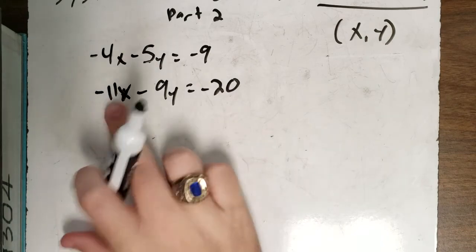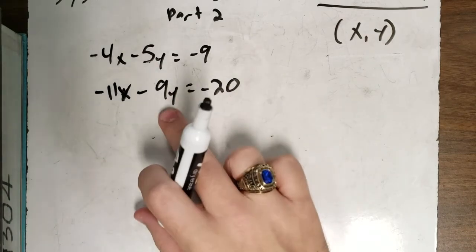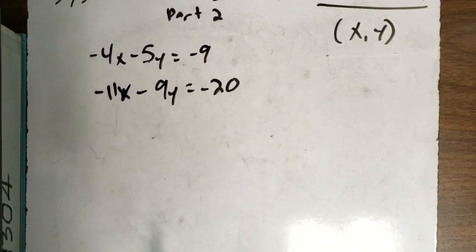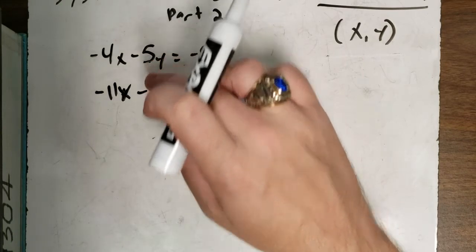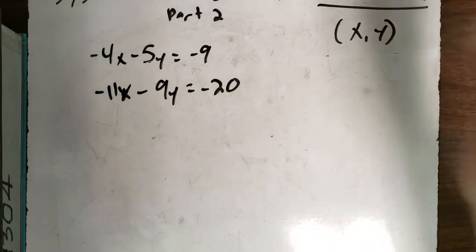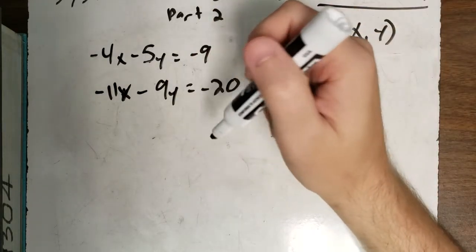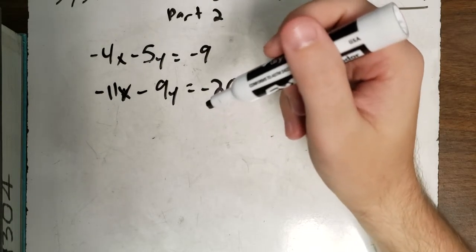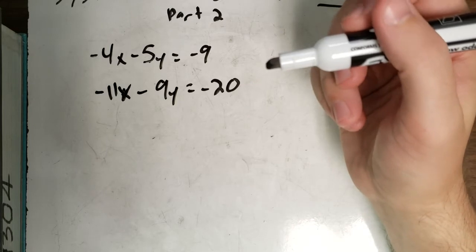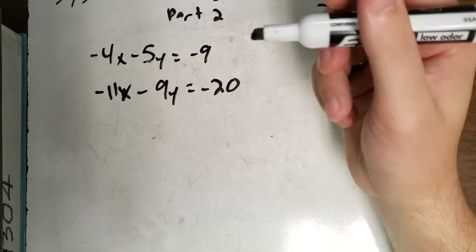Let's go ahead and cancel out. Well, you know what? Let's cancel out our y's, okay? So we have a negative 5y and a negative 9y. Well, what can we do to cancel it out? So the first thing you have to do is multiply those two numbers together. When you multiply negative 5 and 9, you get 45, okay? So 45 is going to be our number we're going to use to cancel out.